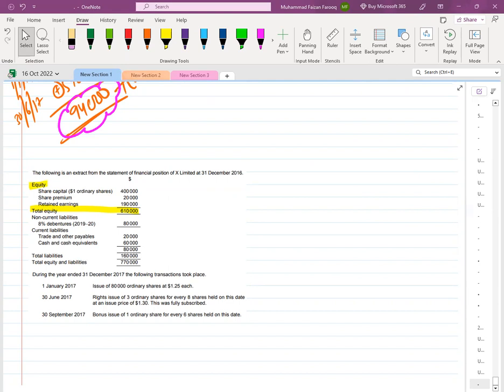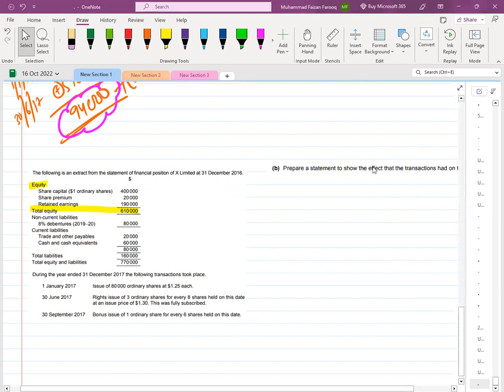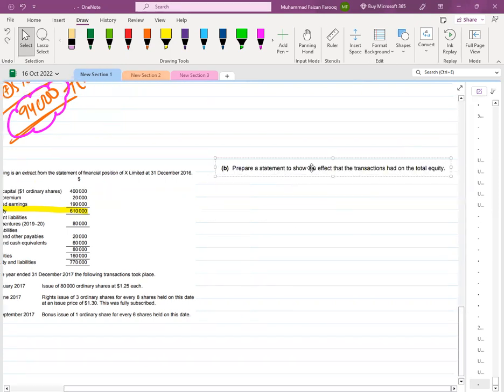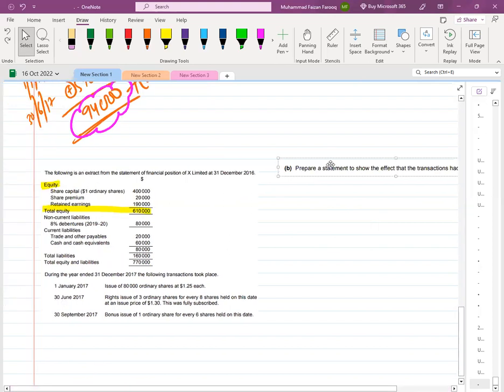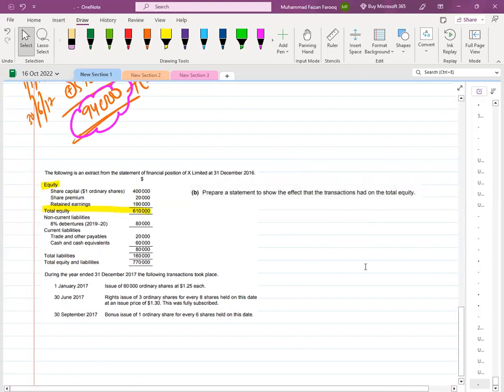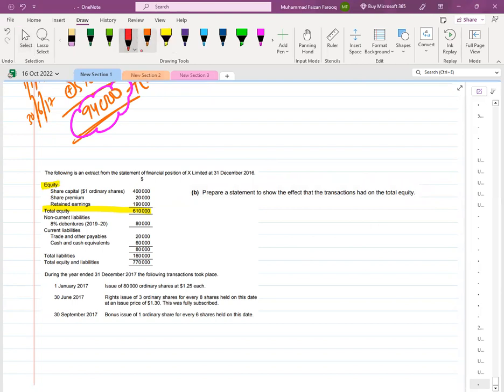Now, we made 3 entries. Am I right? After the entry, the balances will be changed. Correct or wrong? Yes. They're supposed to be. So the B requirement is, what is the change? So very carefully, it's very easy. We had equity. How much share capital is there? Share premium was there. Retain earning was there. How much it was? Sir, 400,000. Premium, sir, 20,000. Retain earning, 190,000, sir. Okay, fine. These are the opening balances, right?